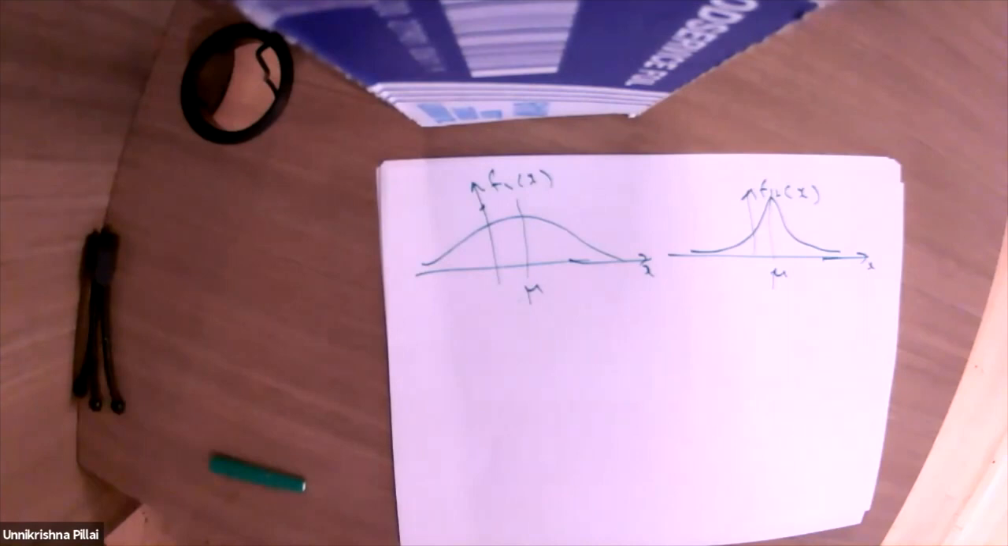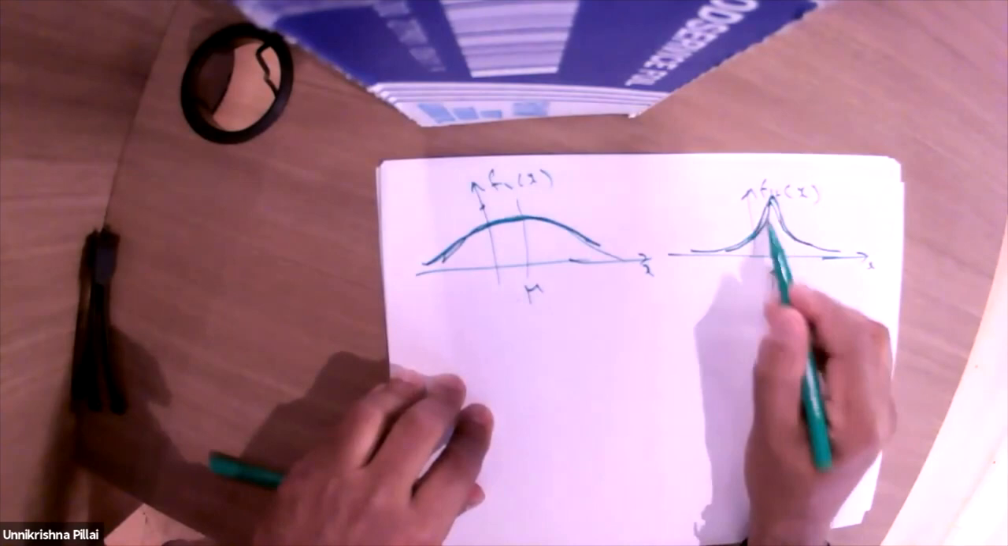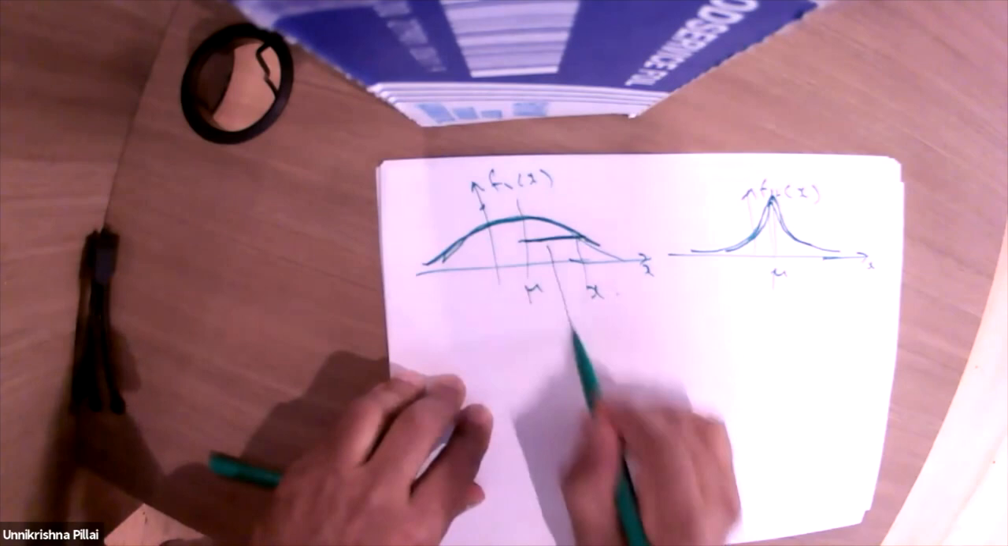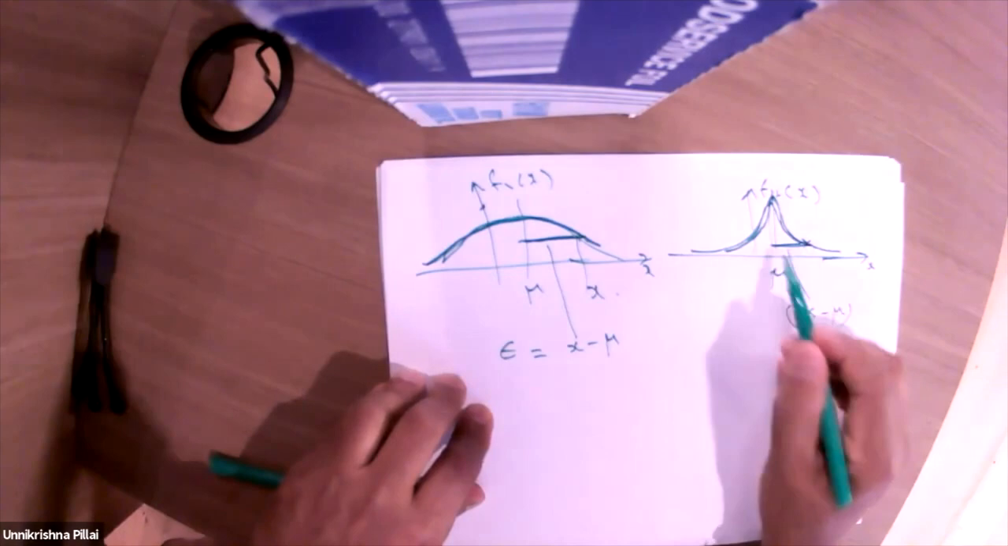So another thing we see looking at the density function is its width. How closely does it hug the mean? So here you can see it's very flat around the mean. Here it is concentrated around the mean. So we can use that idea to come up with a different parameter. If this is an observation x, this quantity represents x minus mu, so you can call it some error. You pick up anywhere, so this is your x minus mu. So that's the deviation. How far away is the random variable going to be compared to the mean?